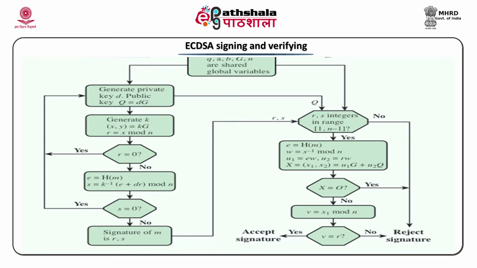D and R are the input to the signing algorithm, which generates U mod Q. H of M plus D times S1, and the multiplicative inverse of R is found out and multiplied. S1, S2 and M are the input to the verification algorithm.